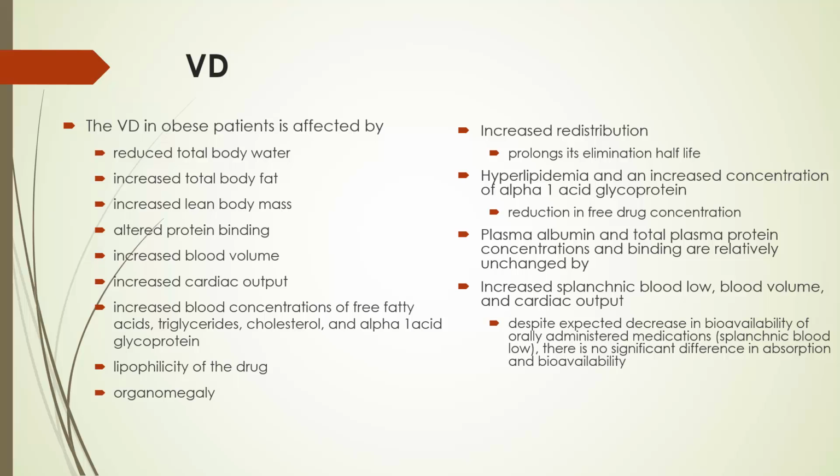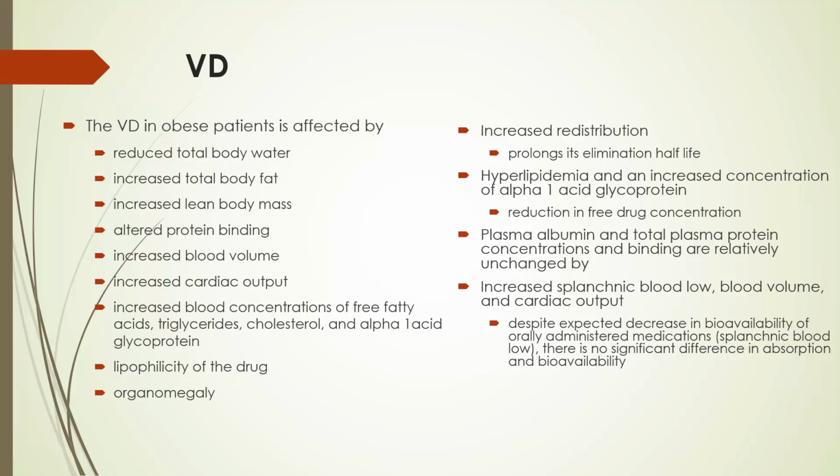The volume of distribution in obese patients is affected by multiple factors, including reduced total body water, increased total body fat, increased lean body mass, altered protein binding, increased blood volume, increased cardiac output, increased blood concentration of free fatty acid, triglyceride, cholesterol, and alpha-1 acid glycoprotein, lipophilicity of the drugs, and organomegaly. Increased distribution of a drug prolongs its elimination half-life, even when the clearance is unchanged or even increased.